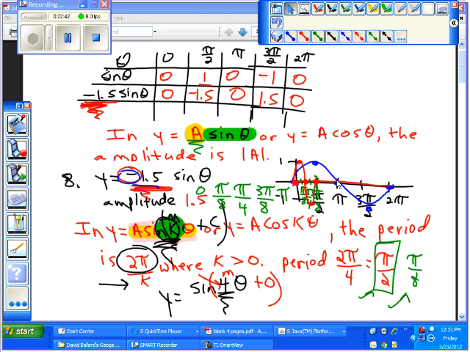Okay, so that takes us to number 9 and 10. Now, we threw some fractions in here because that's just the way things are. That got kind of crazy.